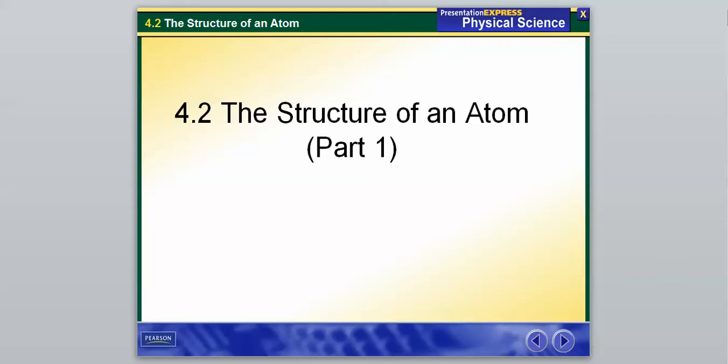Physical Science. This is Mr. B. We're going to start Section 2 today. The title of Section 2 is The Structure of an Atom.